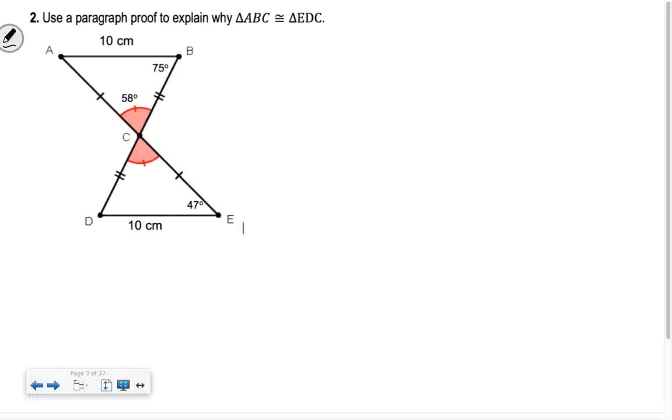Okay, so let's start with the 58. So this thing's marked in red. Isn't the one across from it also 58? So whatever we write in, we're going to put in our paragraph proof, okay? So we can say we were given that angle, so let me put measure. So the measure of angle ACB was equal to 58.